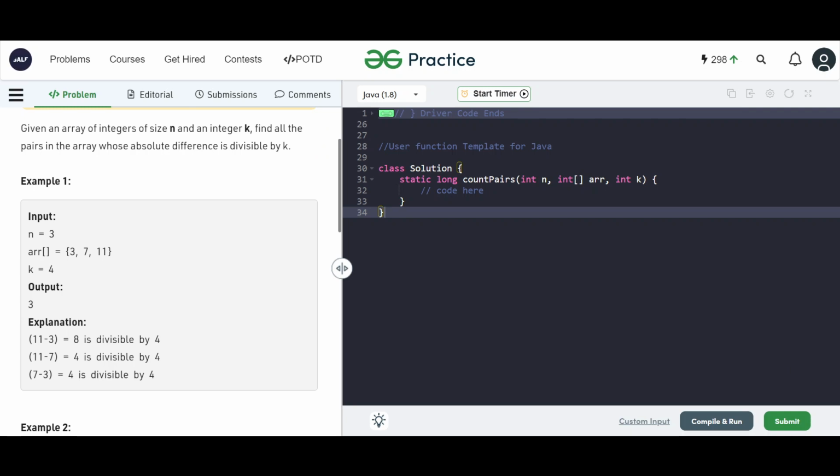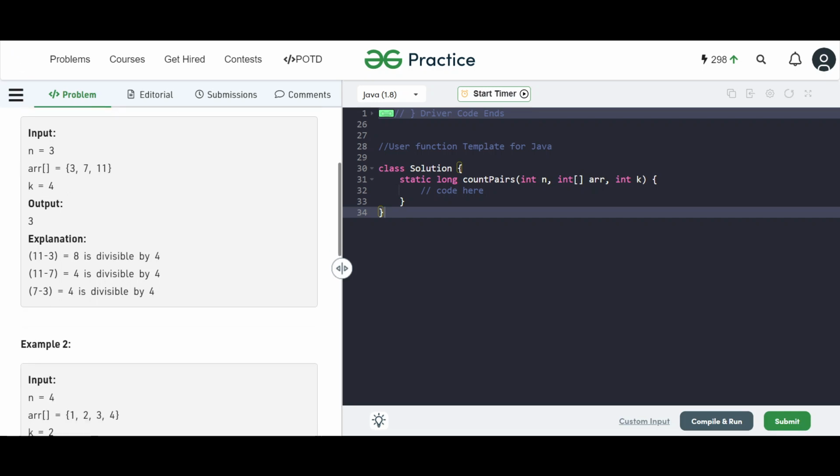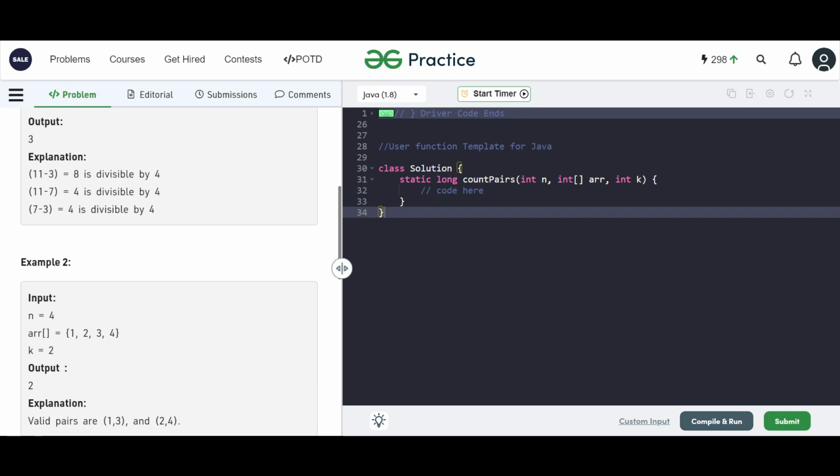And so what can we do? We see these three different pairs. 11 and 3, subtract, we get 8. It's divisible by 4. 11 minus 7 is 4, which is divisible by 4. 7 minus 3 is 4, which is divisible by 4. Another example, 1, 2, 3, 4, k equals 2.